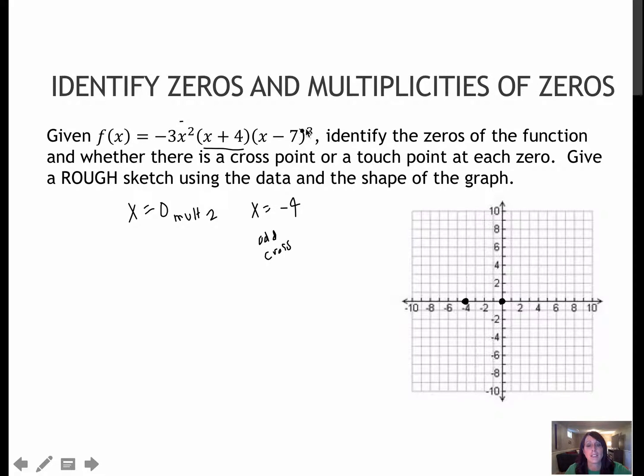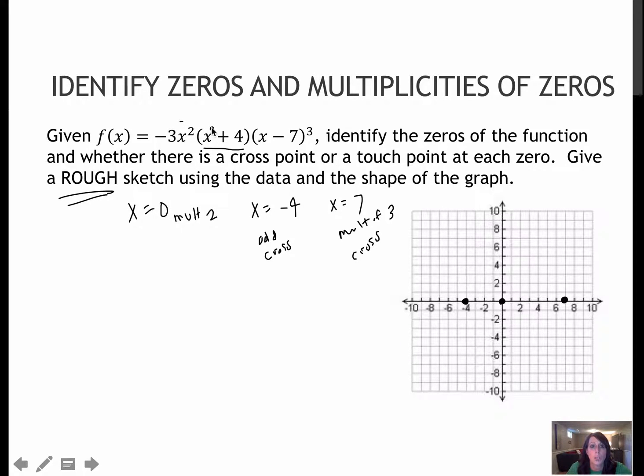X minus 7 to the third. So again, that would give me a positive 7 with a multiplicity of 3. Again, that's odd, so it's going to cross at 7. Now again, we're doing a very rough sketch, so I'm not going to worry about any of the other points. I do want to see what the overall shape would be.